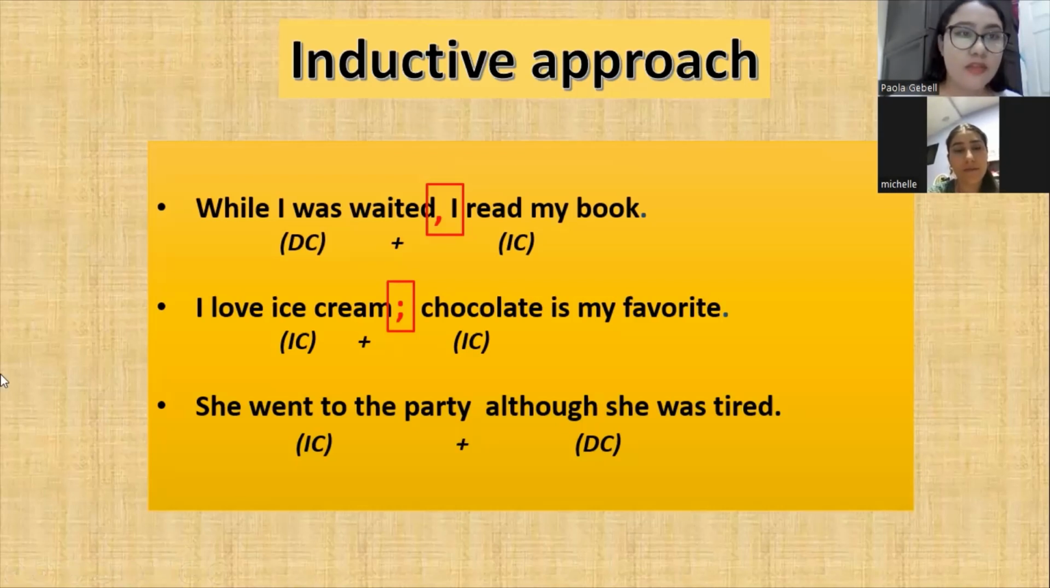Okay, thank you, Michelle. And then we have the third one. Can you read it, please? Okay, she went to the party, comma, although she was tired. Okay, and yes, she went to the party, although she was tired. And as you can see here, we have a different sentence than the first one. And we're going to pass to the second slide.